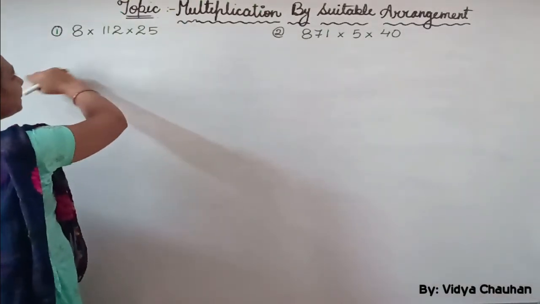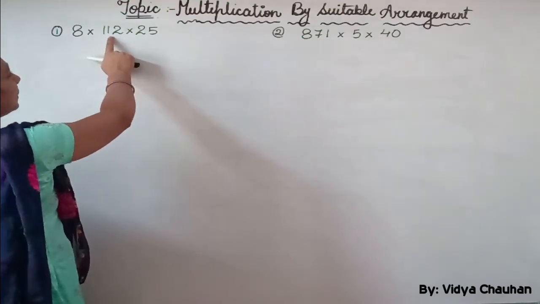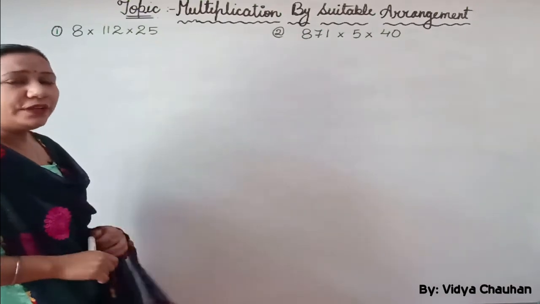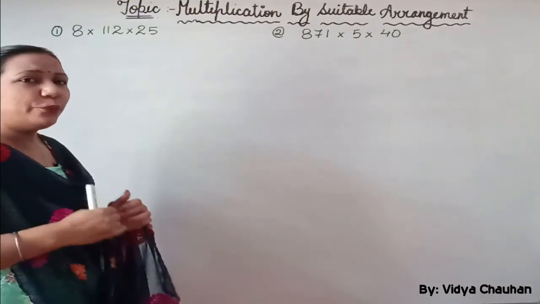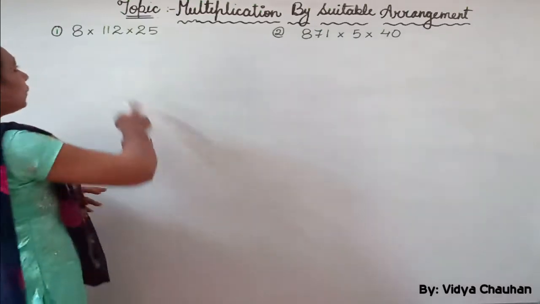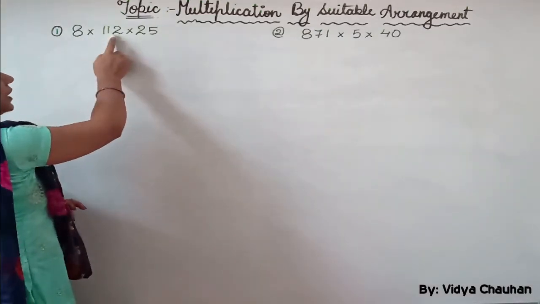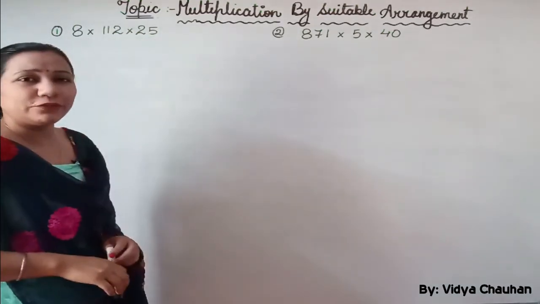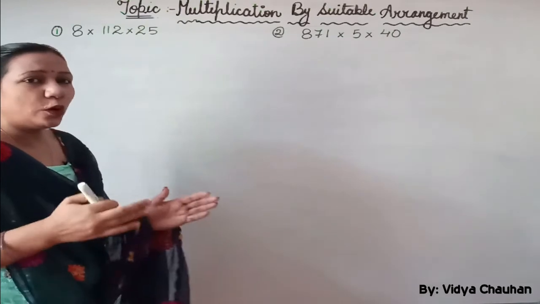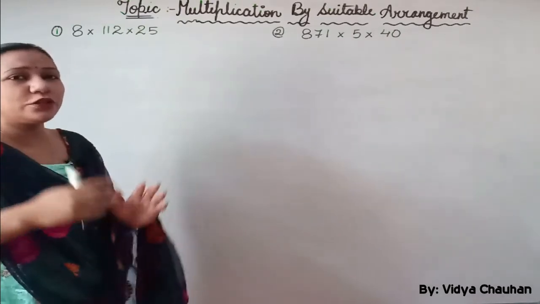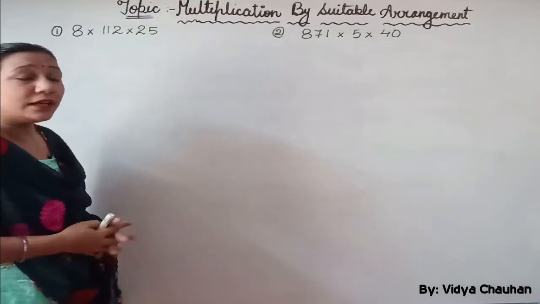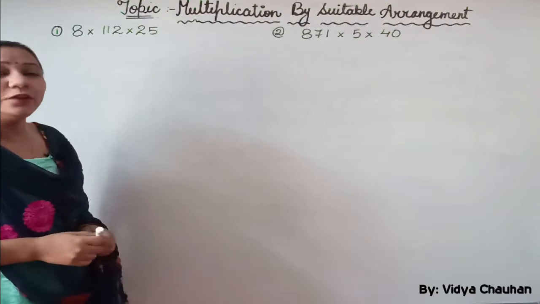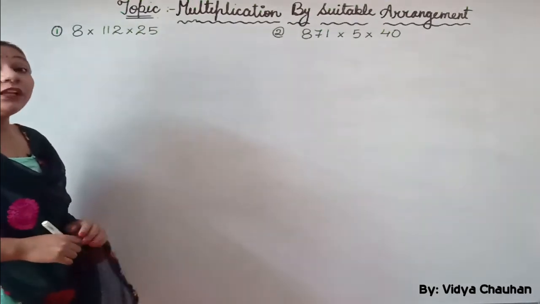Here, the first part is 8 multiplied by 112 multiplied by 25. If you multiply it in a general manner, first you will multiply 8 with 112, then whatever answer you get, you will multiply by 25. But that will take a lot of time, a lot of effort and a lot of calculations. Now here students, I will tell you a very easy method to solve this by making a suitable arrangement.